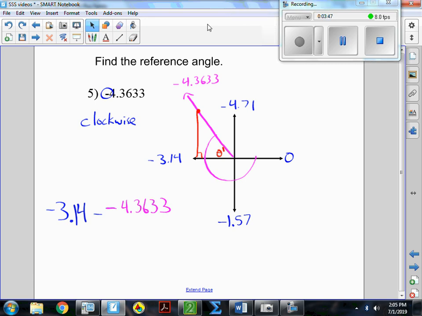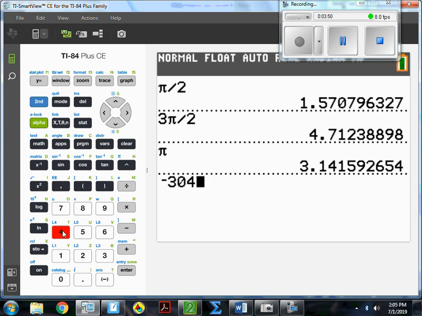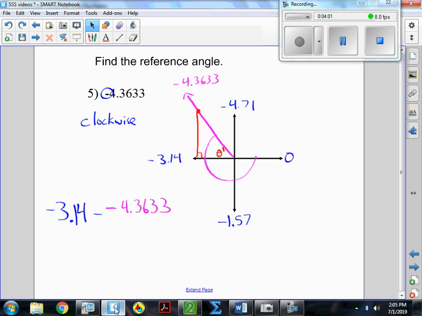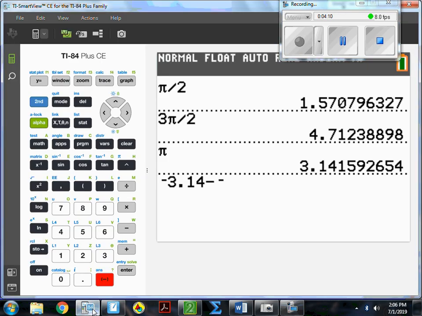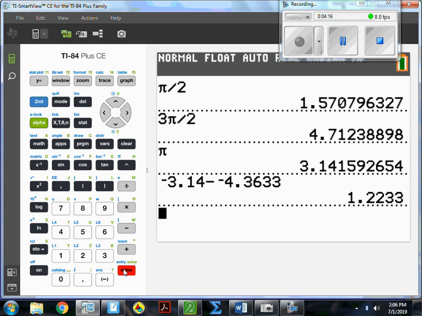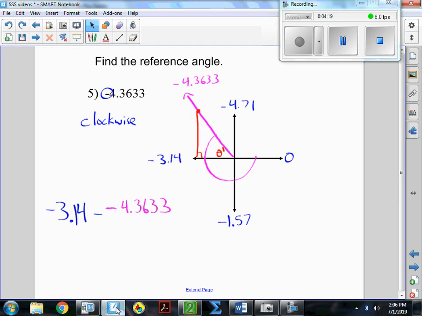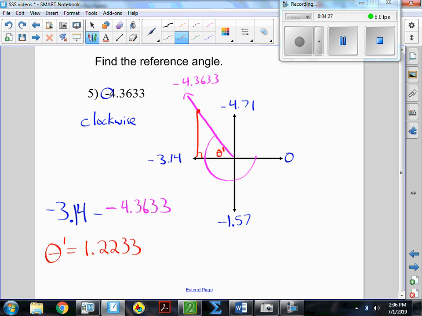So negative 3.14, wrong button on the point, negative 3.14 minus a negative, what did we say the angle was? 4.3633. That gives me a positive 1.2233. And that's my reference angle.